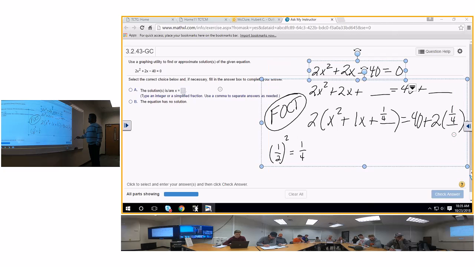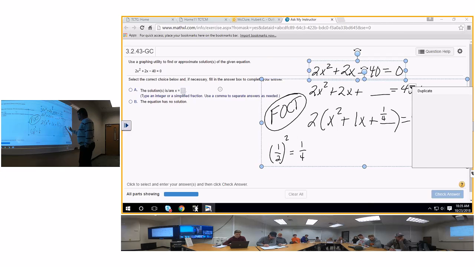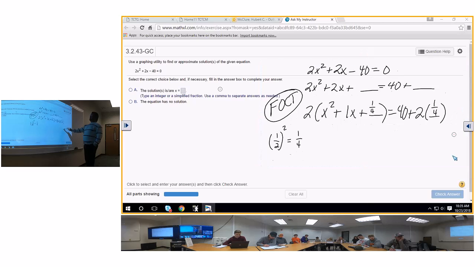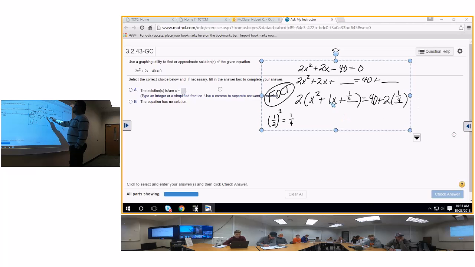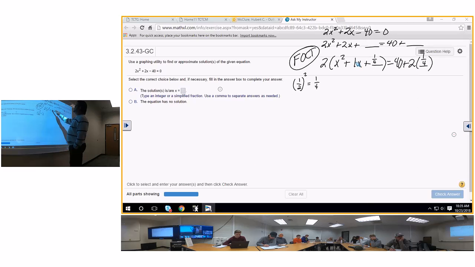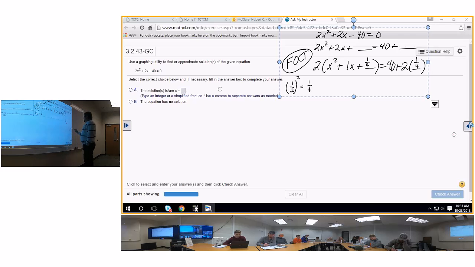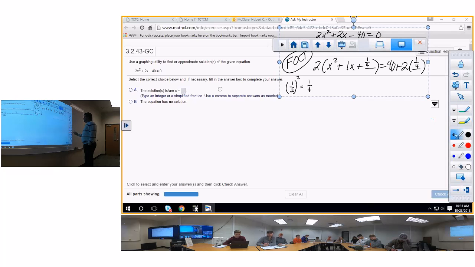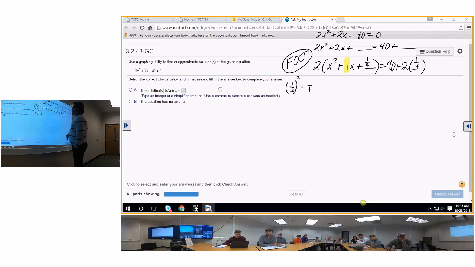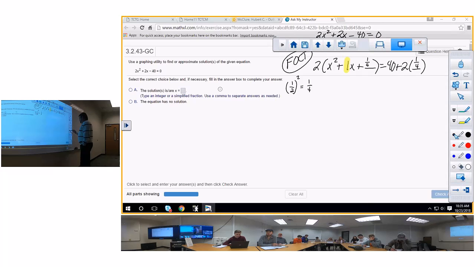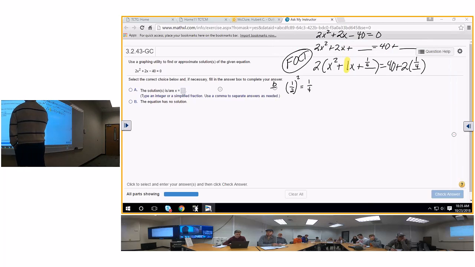So I'm going to make this a little bit smaller. I'll put it up here, and I'm going to write this step out next. First of all, you need to realize what I did here. There's the 1. You take that b, divide it by 2, and square it. So I'm going to put b divided by 2, square it.